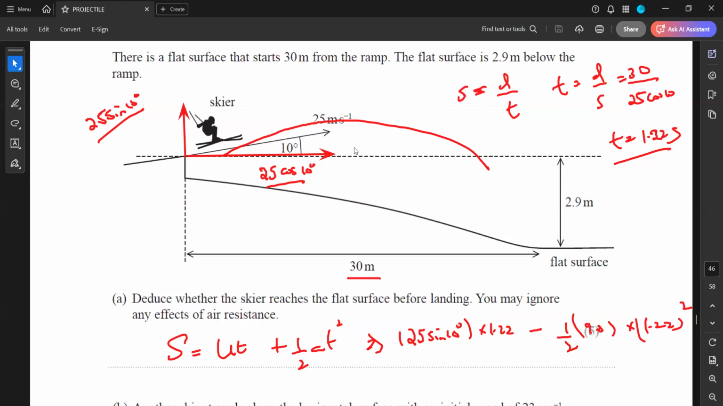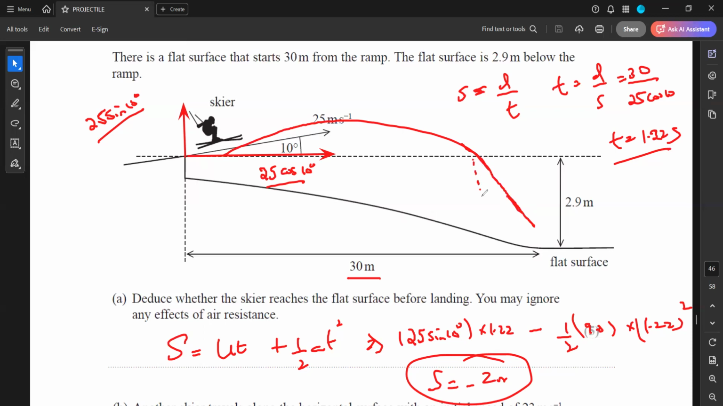I'm getting -2. You're getting a -2. What does it mean? It means that for this skier, after 30 meters, he will be below the point where he jumped, or below the point where he started. The -2 meters means below. He will be 2 meters below.